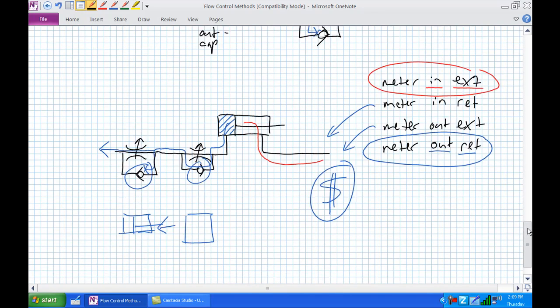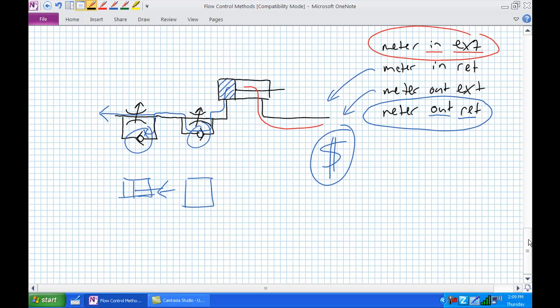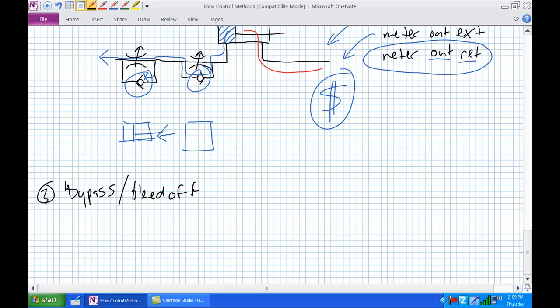Okay, the last and third method of flow control methods is called bypass, or sometimes you'll call it bleed off. And you may run into a system like this. Bypass and bleed off, whereas meter in and meter out are directly controlling the flow in the lines they're attached to, bypass is doing something different. And the way I like to think about bypass, this is the KCL of hydraulics. What's the KCL? Kirchhoff's current law of hydraulics.